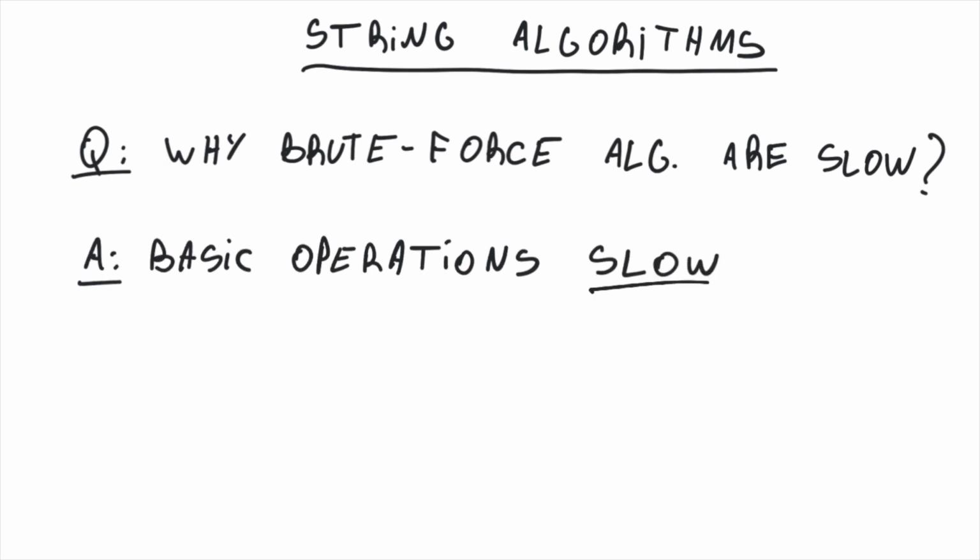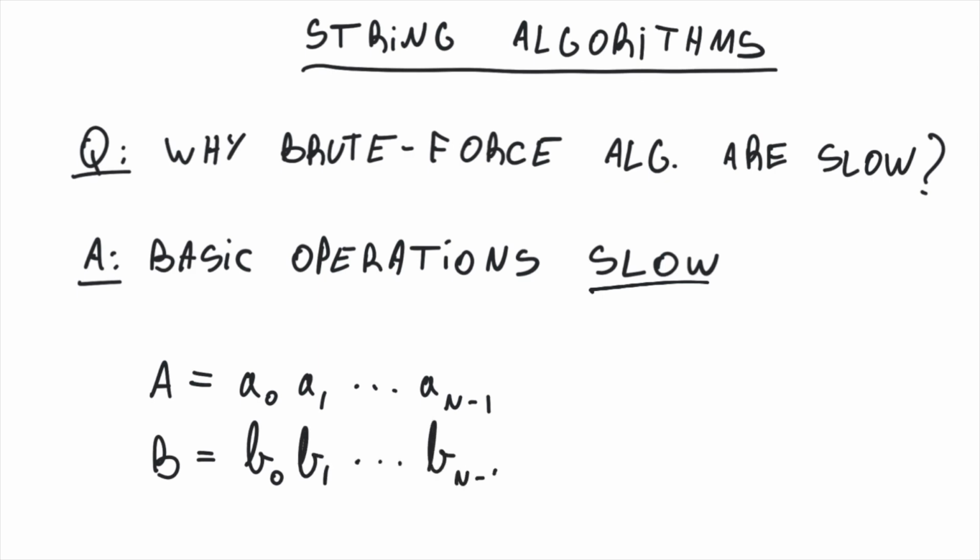So whenever you want to say, I have a string A that is A0, A1, and so on, and it has n characters, so it goes up to n minus 1. I have some other string B, which is B0, B1, and so on, up to Bn minus 1, and I want to say A is equal to B. Well, if I want to know this, I have to compare each of the characters, first one, then the second one, and so on, until the last one. So this is O(n).